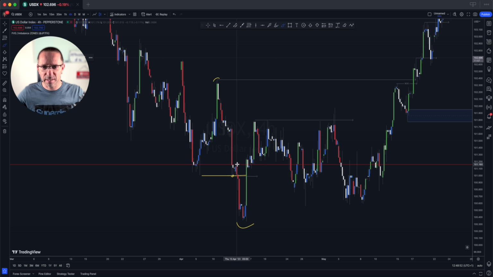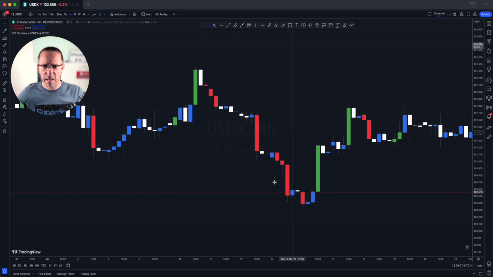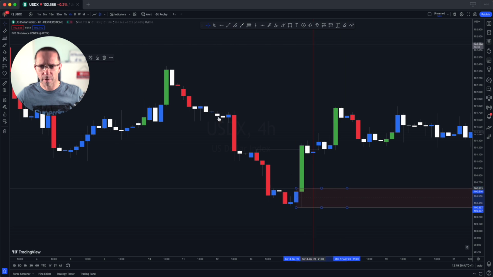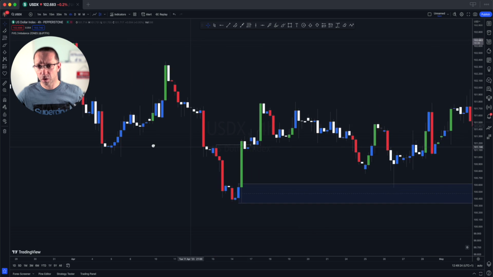Now you could use this as a break of structure. So we go closer in again. Let me just remove everything now off the chart. If we look closely, we can have a break of structure of this swing high here. Now, if we use this as our break of structure here to the upside, we can then draw out our area of demand at this area. And it's this area of demand you'll be looking for your entry.